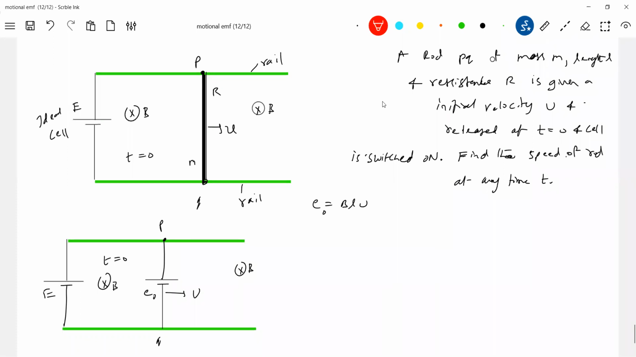Now I give velocity U such that current due to the cell will flow like this. Resistor R, I'll bring it here. So what is I1? I1 will be due to the cell, no? That will flow like this in this direction. This will be the I1. Due to the induced EMF, E naught, there will also be a flow of current. And what will be the direction of that? It will be I2.